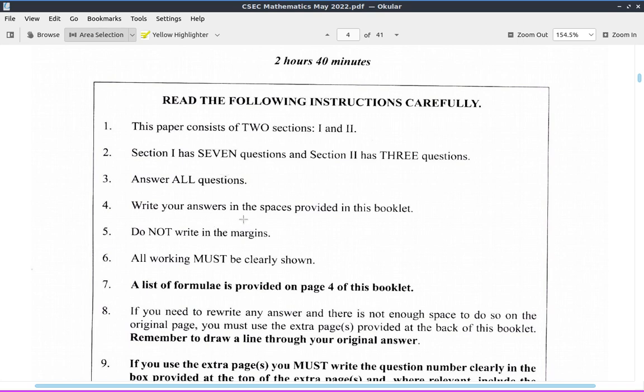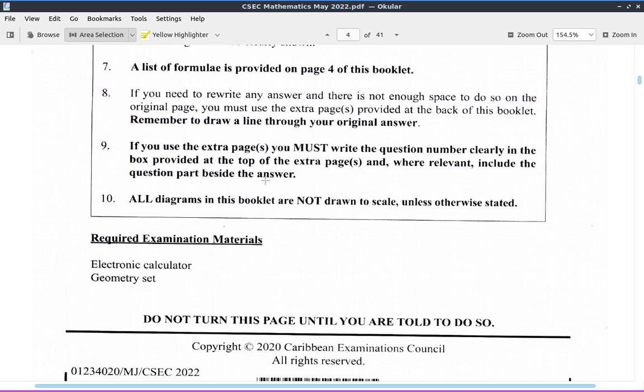You must write your answers in the spaces provided in this booklet. Do not write in the margins. Alright? Don't write anything in the margins of the booklet. All workings must be clearly shown. Now, don't leave anything out. And at the same time, show working, right? Even if you don't understand it fully, show a lot of working. There is a mark for working. A list of formulae is provided on page 4 of this booklet.